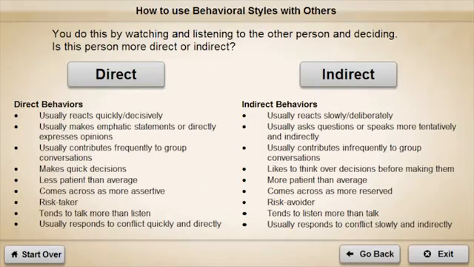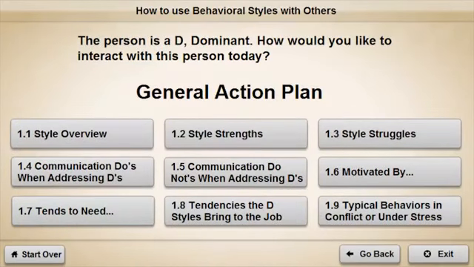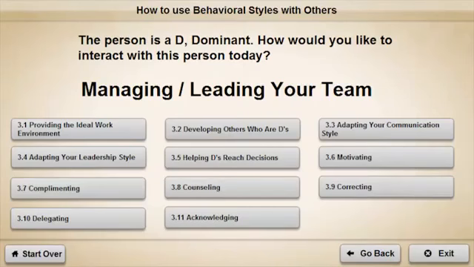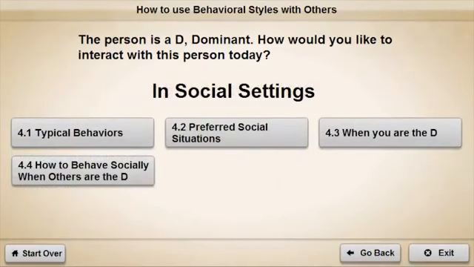The 4 major adaptability categories from which to choose are general action plan, selling strategies, managing and leading your team, and social settings or social strategies. Each of these 4 major adaptability categories has several subsections from which you can choose. Once you choose a subcategory, you're presented with several bullet point suggestions to deal with that style in that specific situation. Here are just some of the subcategories from which to choose.